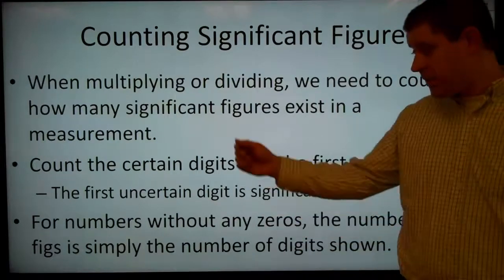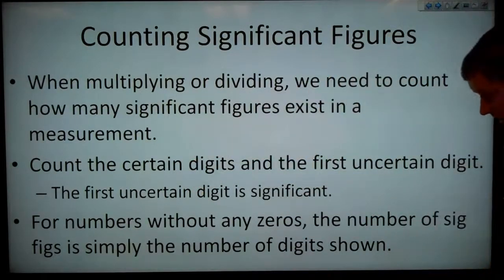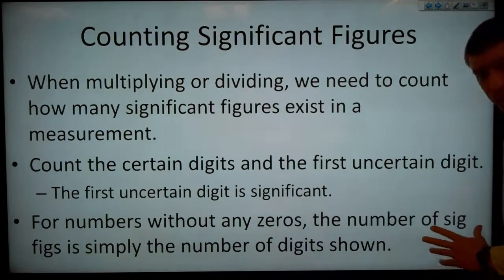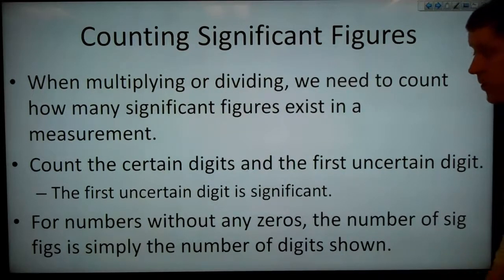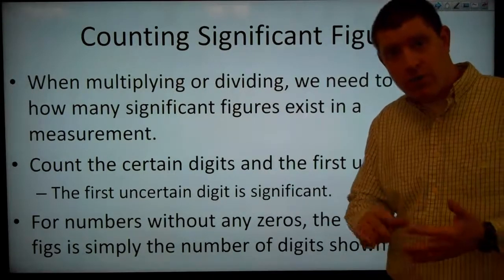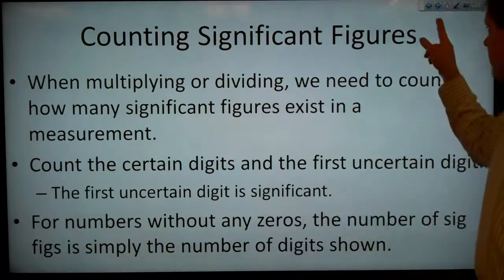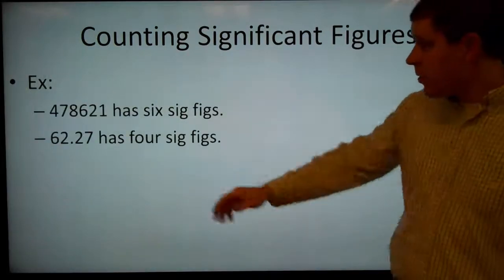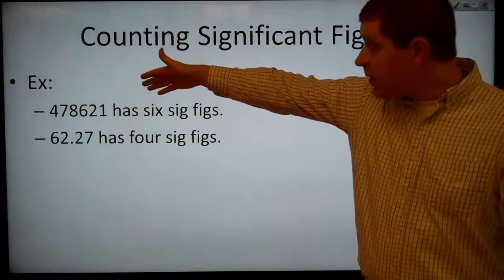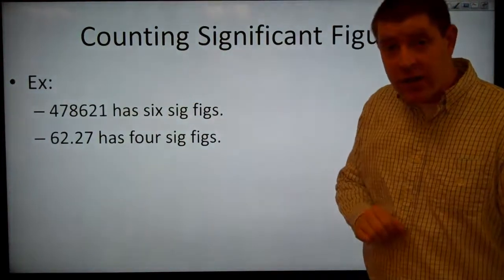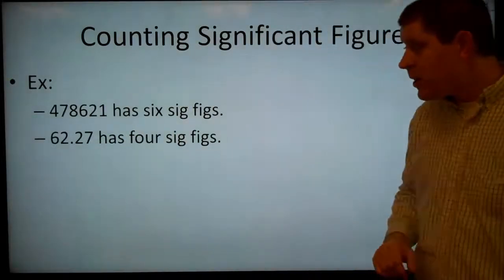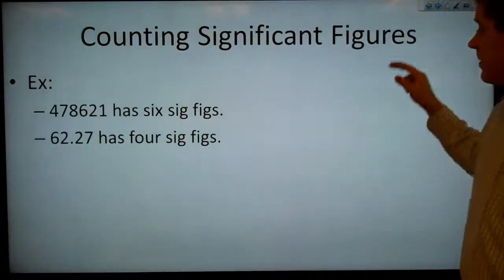Those are insignificant. For numbers without any zeros, the number of sig figs is simply the number of digits that is displayed in the number. So if we have something like 12.35, all 4 of those, the 1, the 2, the 3, and the 5, count as significant figures. If we have something like 478,621, all 6 of those digits count, so we have 6 sig figs. If we have 62.27, we have 4 sig figs.